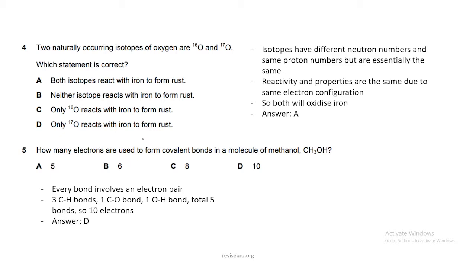And you know that oxygen will react with iron to form rust, because rust is iron oxide. So you know your answer is going to be A. Both the isotopes of oxygen will react with iron to form rust.